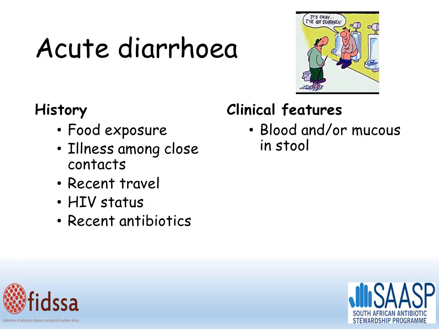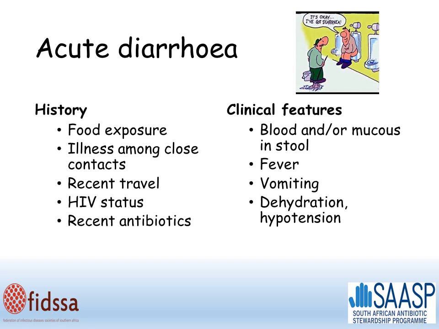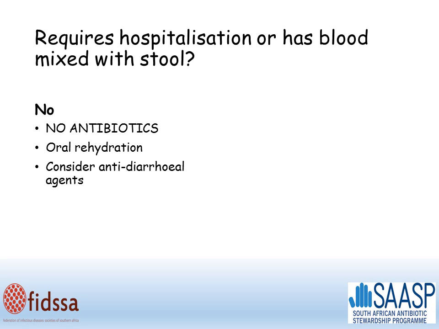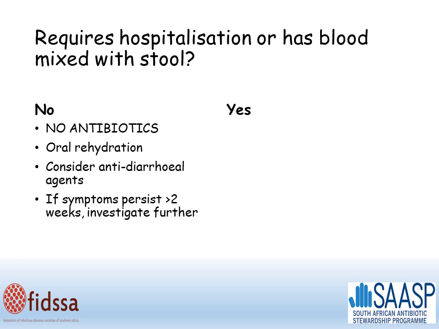You should look for specific clinical features and ask whether there is blood or mucus in the stool, whether the patient has fever, is vomiting, or is dehydrated and even has hypotension. You should then ask yourself if the patient is sick enough to require hospitalization or has blood mixed with the stool. If the answer is no, then no antibiotics are indicated. You can prescribe oral rehydration and consider antidiarrheal agents such as loperamide. If symptoms persist for greater than 2 weeks, then this becomes chronic diarrhea and further investigations are required.